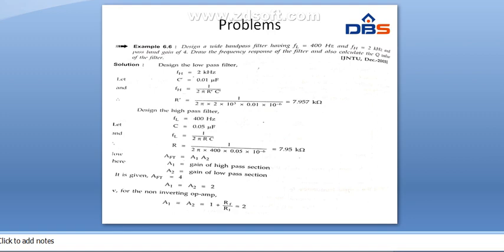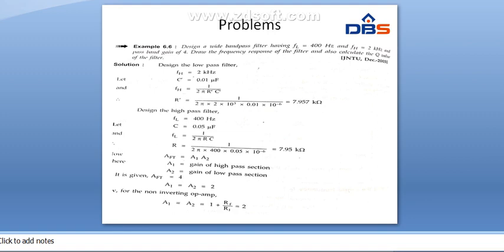So based on that, first design the low pass filter. Here FH is 2 kilohertz and choose C equal to 0.01 microfarads, and we know FH is 1 by 2 pi R dash C dash. From this relation we can calculate R dash. Substitute FH and C values, then we get R dash. So it is 7.9 kilo ohms. That is in the low pass filter.